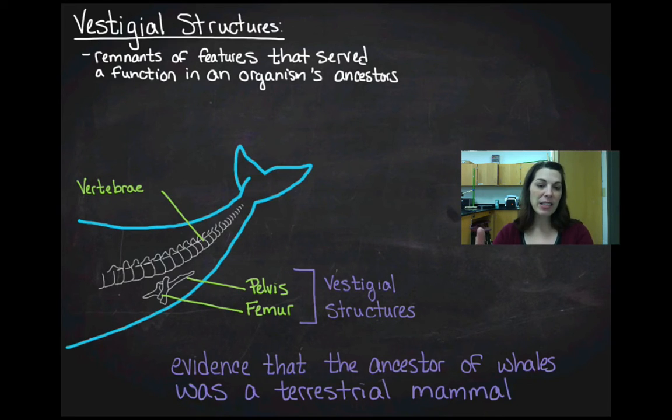But in the case of this pelvis and this femur that are inside the body, it's not actually doing anything to affect the whale's hydrodynamics, so you wouldn't expect to see those structures go away. What you would expect to see is that more mutations would accumulate in the genes for those structures. But they're not really going anywhere. They're just vestigial structures.